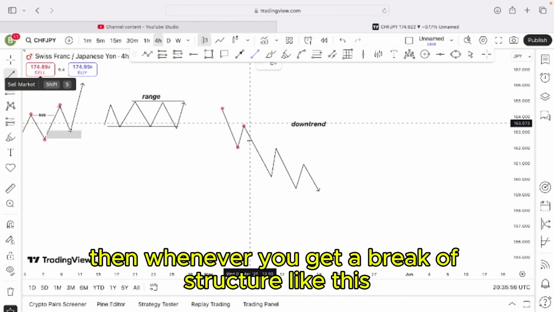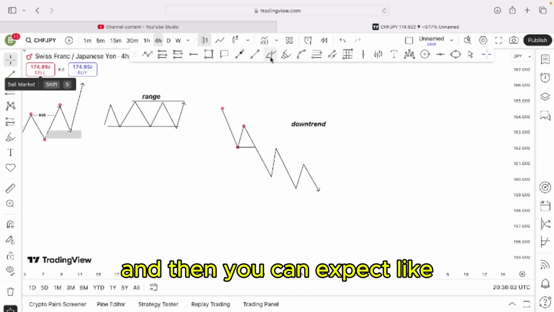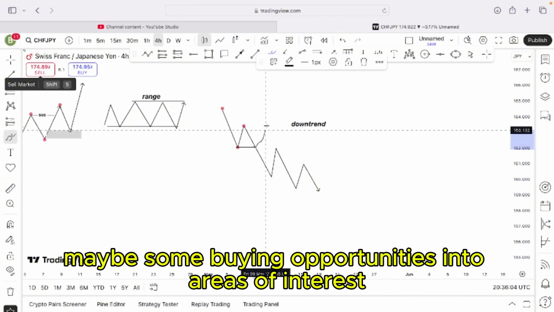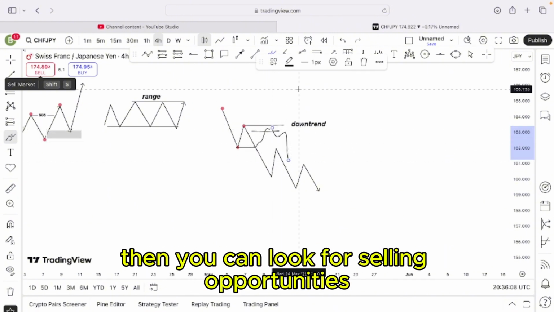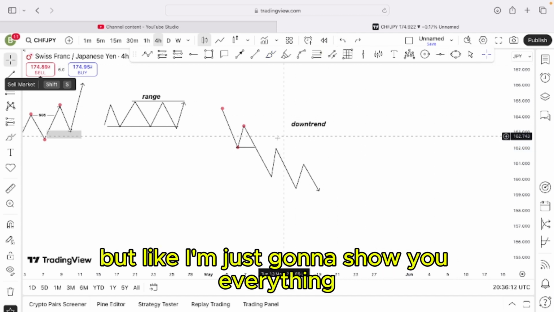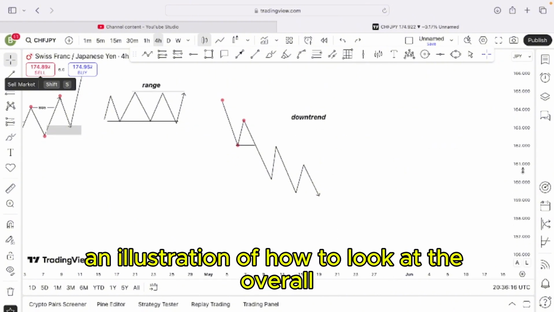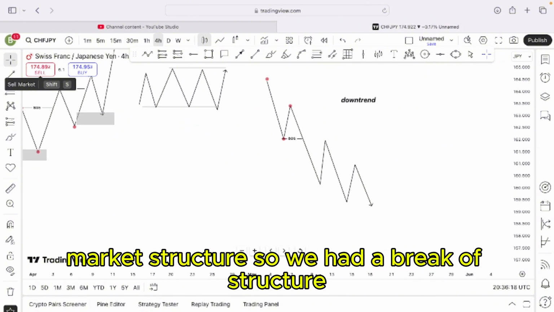Then whenever you get a break of structure like this, most of the time the market has to pull back up, and then you can expect maybe some buying opportunities into areas of interest. Then you can look for selling opportunities. That is how I trade the markets, but I'm just going to show you everything. This is just an illustration of how to look at the overall market structure.